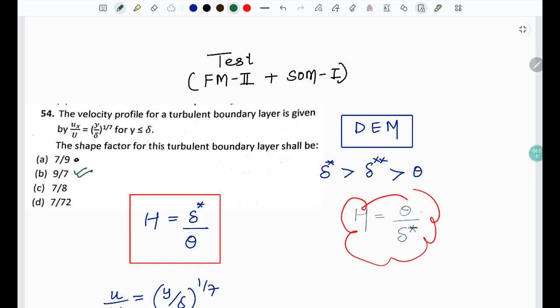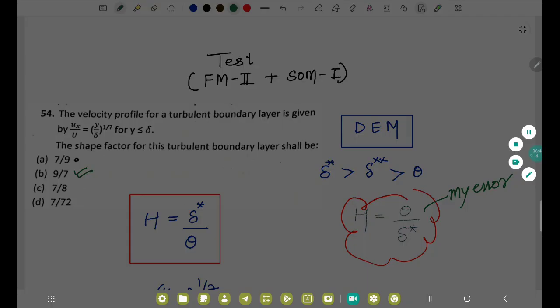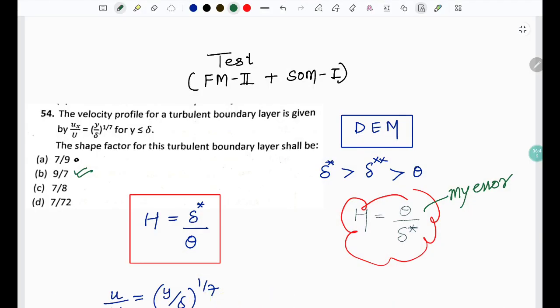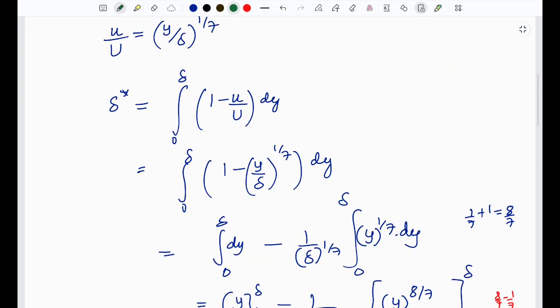So what was my mistake? Instead of doing d by m, displacement over the energy thickness, so basically we are dividing the largest value by the smallest value, I did the opposite, hence my answer came to be opposite. So this is my wrong.